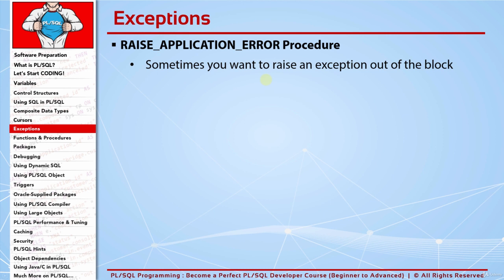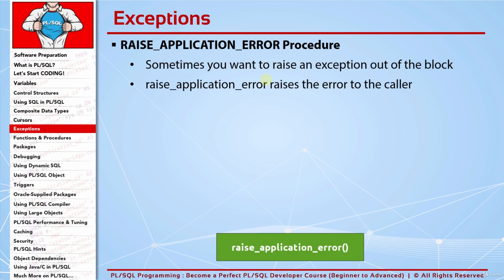We know that we cannot raise a user-defined exception out of our block. We get an error if we do that. But sometimes we want to raise an exception to the caller application to stop the execution. To do that, we use the raise application error procedure. Raise application error procedure raises the error to the caller subprogram or application. With this procedure, we will inform the caller about our business exceptions. Let's check how to use it and continue talking on that.